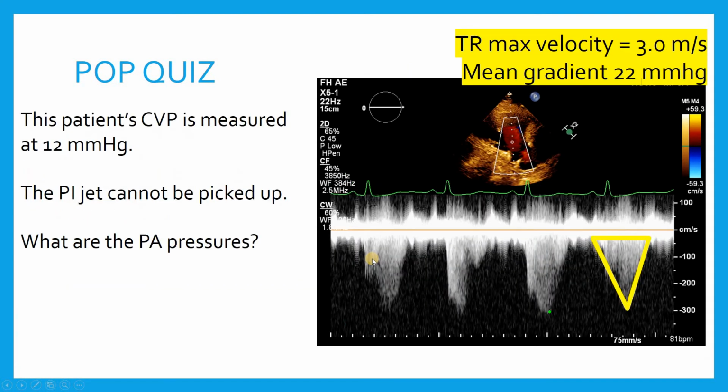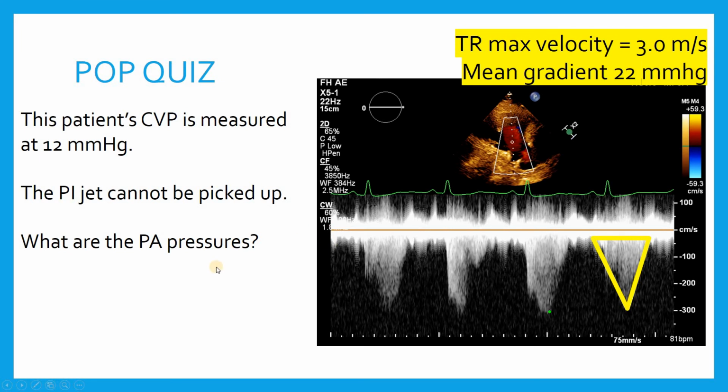All right, let's take another patient. This patient's CVP is measured at 12 millimeters of mercury. I wish I knew what their PA pressures were, but I can't pick up a pulmonary insufficiency jet. However, I do get a decent TR velocity jet. When I play with the machine, I get a TR max velocity of 3 meters per second. And when I ask the machine to give me the mean gradient over the entire systole, it tells me the mean gradient is 22 millimeters of mercury.